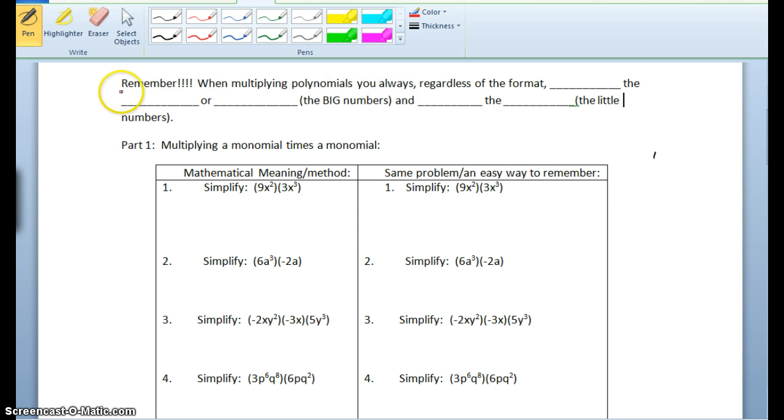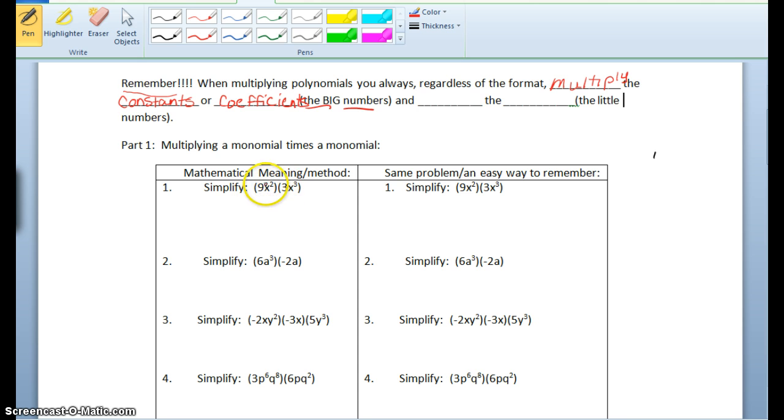Okay, let's start by remembering, in your guided notes, we learned that when multiplying polynomials, regardless of the format, you always multiply the constants or coefficients. Constants and coefficients, basically they're the big numbers. For example, this 9 and 3, they're the big numbers.